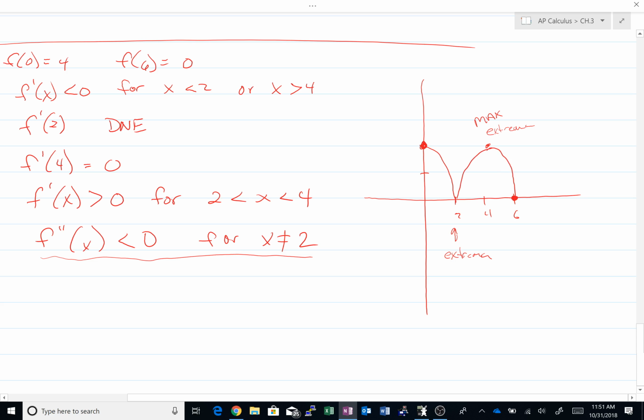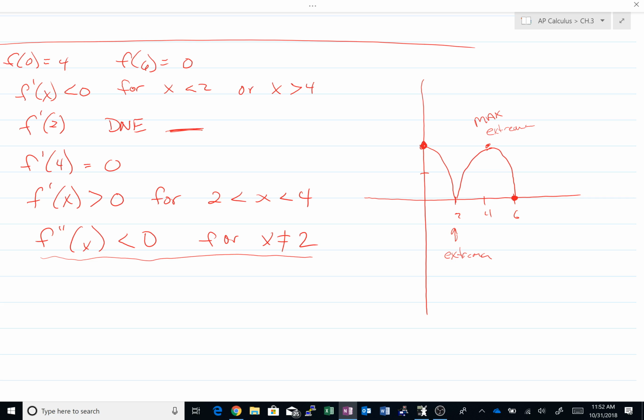Okay, so what does DNE mean? Does not exist. Remember, how did we find possible extremas, maxes and mins? Where the first derivative is equal to 0 and where the first derivative is undefined. This is saying the first derivative is undefined, so I've got a possible extrema there.